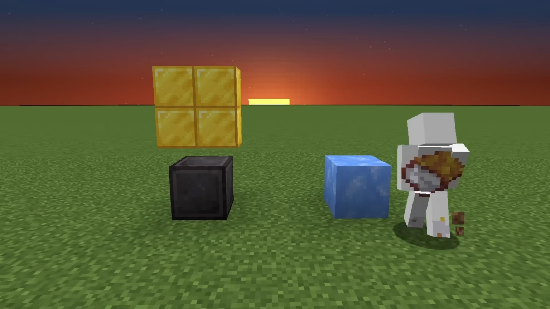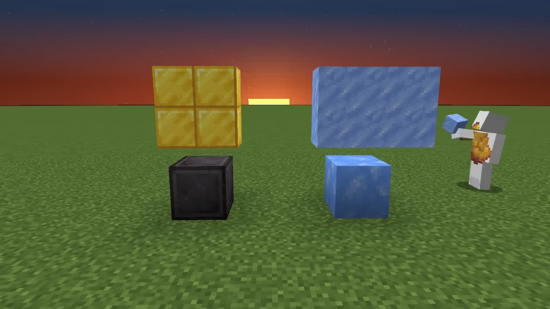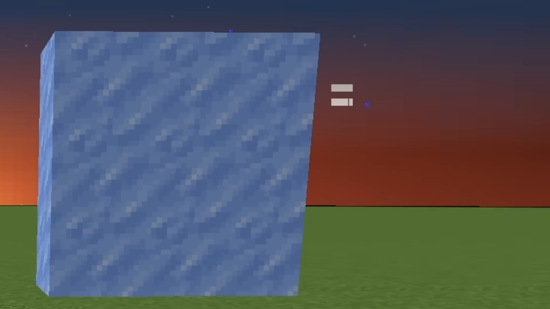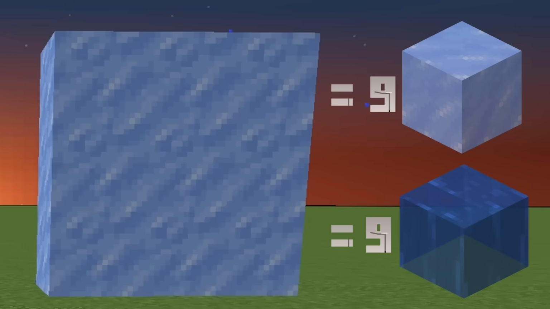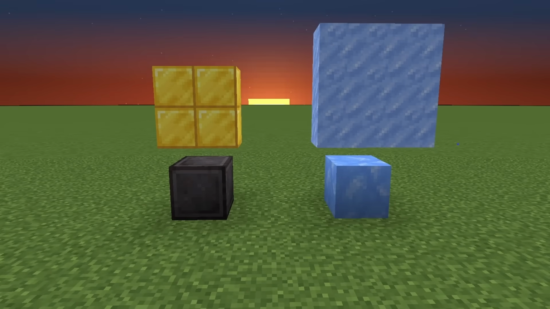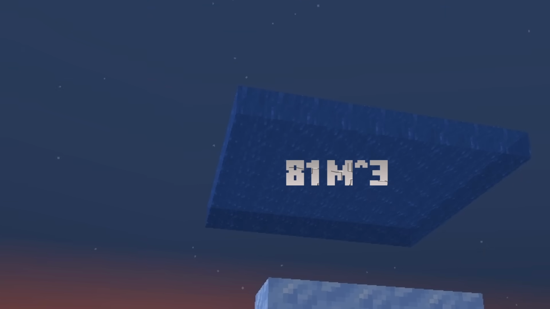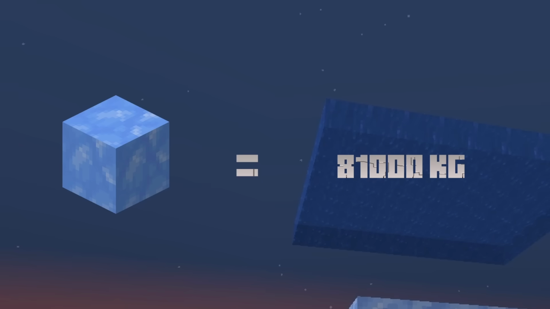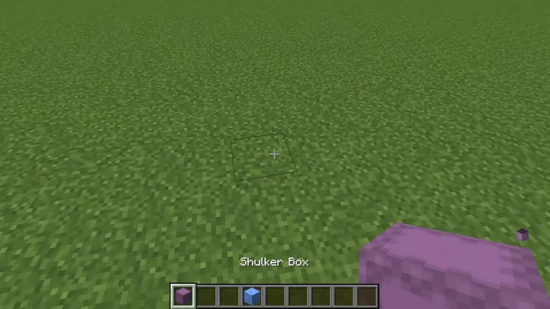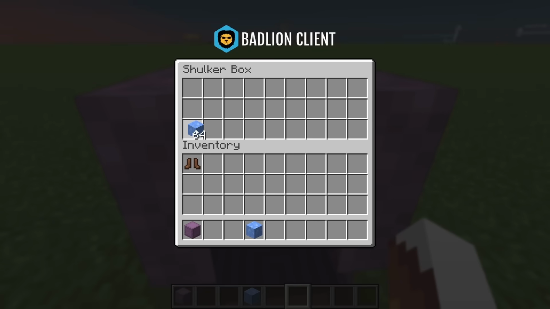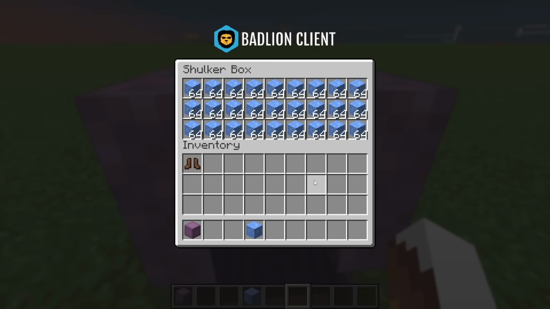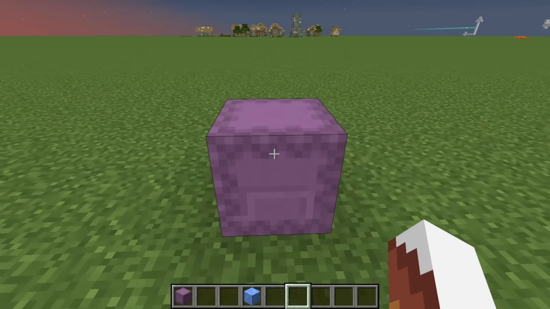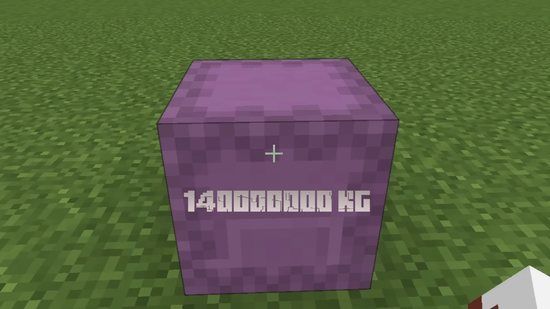But a block of blue ice is actually made up of 9 blocks of packed ice, and each packed ice consists of 9 blocks of ice, or 9 cubic meters of water. So that means in each block of blue ice, there's 81 cubic meters of water. A cubic meter of water is exactly 1,000 kilograms, so that means there's 81,000 kilograms in a single block of blue ice. Now we can pack this blue ice into a shulker, and each fits 1,728 blue ice. This means that each shulker weighs about 140 million kilograms.